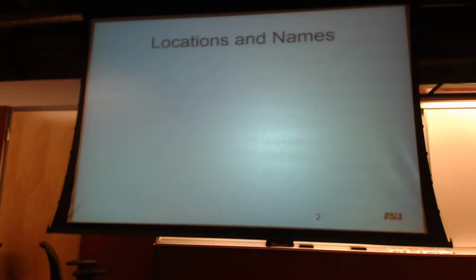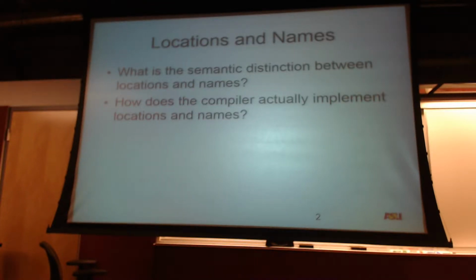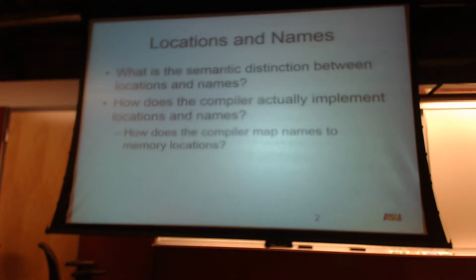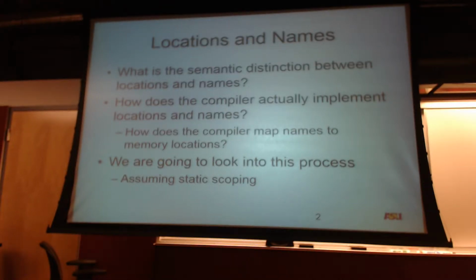So we'll talk about locations and names. What is the semantic distinction between location and names? How do we distinguish between these two? Then how does the compiler actually implement locations and names? How does the compiler map names to memory locations? We will talk about all these things. All these questions we'll answer, and we'll answer them by assuming the C scoping, which is the static scoping. So now let's go step by step.